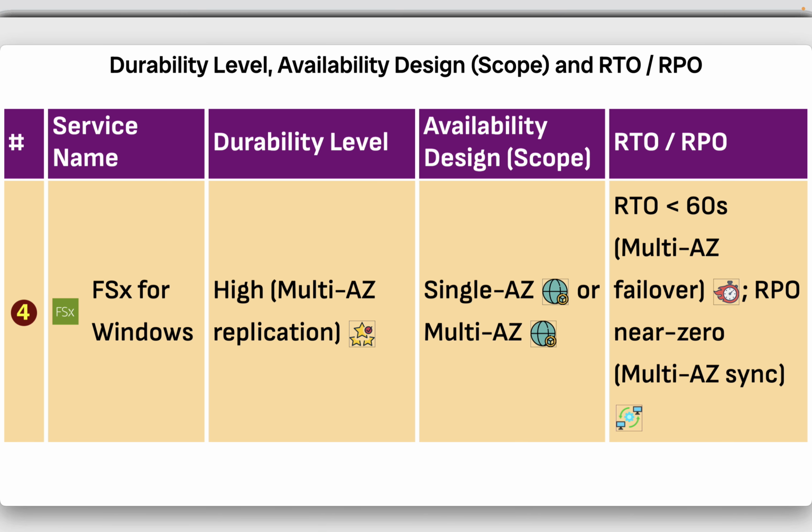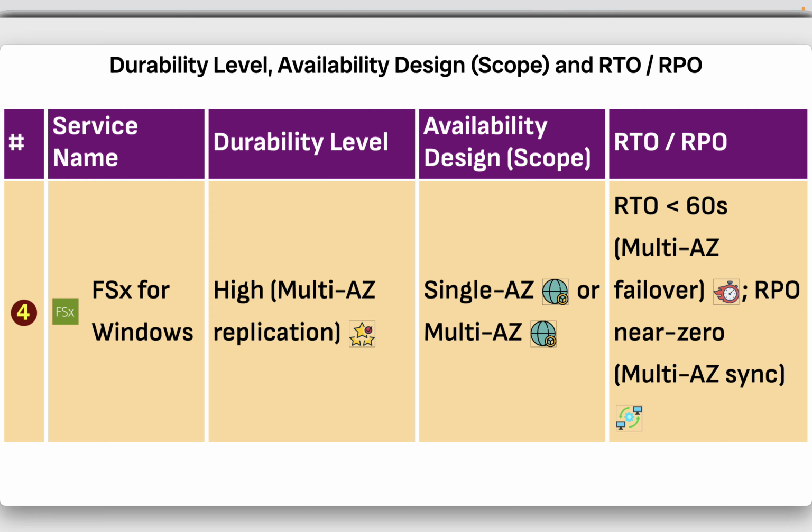Next we have FSx for Windows, and it has high durability, with multi-AZ replication. Availability is single AZ or multi-AZ, both options are there. And RTO and RPO. RTO is less than 60 seconds for multi-AZ failover. As soon as one AZ fails, it will take less than 60 seconds to fail over to the other one. So let's say you have 3 and 1 or 2 of them go down, it can fail over to the other one in less than 60 seconds.